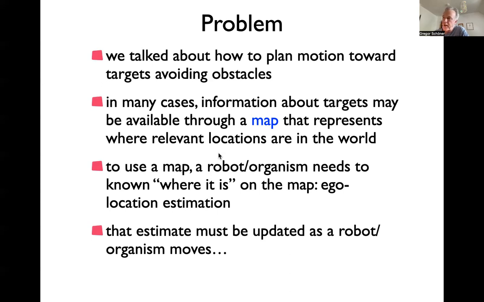and then I'll actually say more specifically what a map really might mean. And whenever you want to use a map, then you have to know where you are on the map, right? You all know that when you actually use a map in the conventional sense, the first task is to know your current location on the map, where you are. We call that sometimes ego location estimation, or ego position estimation.